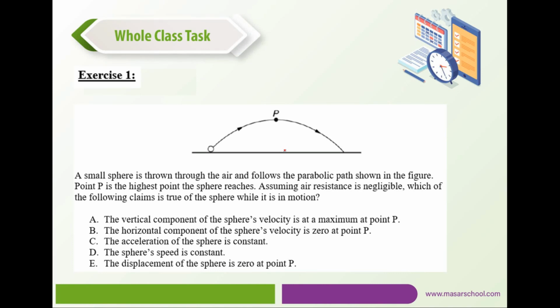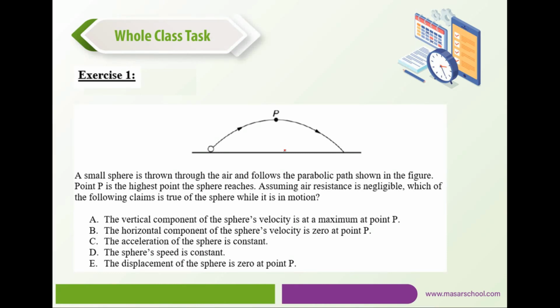Now I'm gonna go through all the choices and try to interpret each one. A, the vertical component of the sphere's velocity is at maximum at point P. This is perfectly wrong, because we know that the vertical component of the sphere's velocity at P is not maximum, however it is 0. B, the horizontal component of the sphere's velocity is 0 at point P. This is wrong. We know that the horizontal component of the sphere's velocity is constant everywhere, and it's not 0 at P. Vy would be 0 at P.